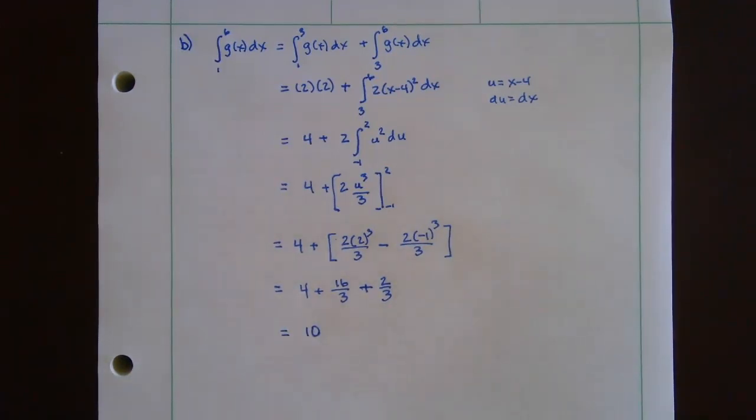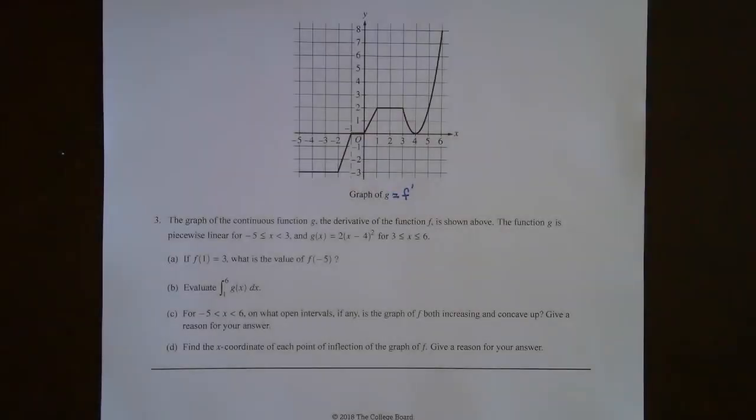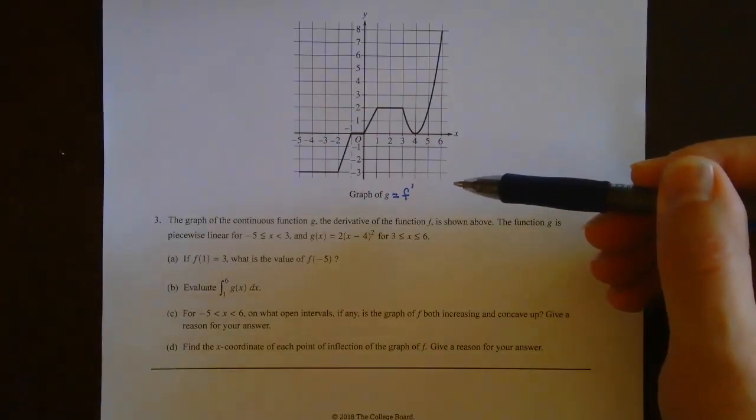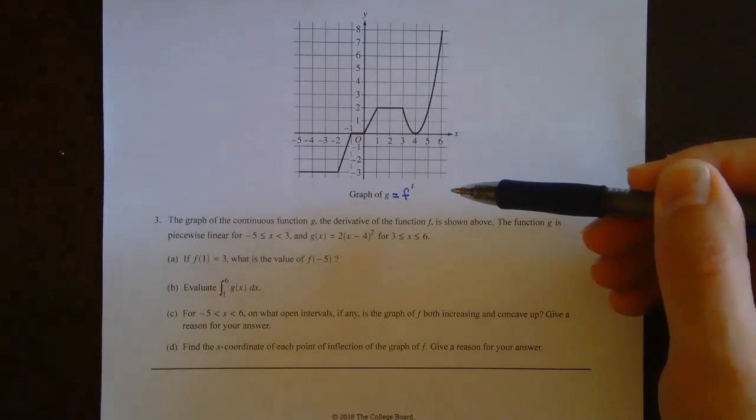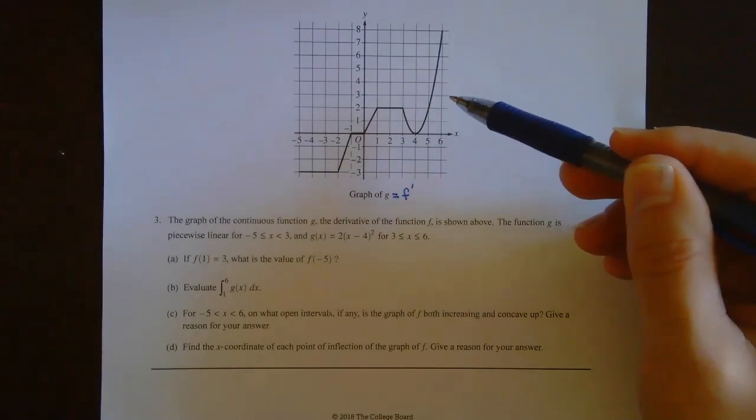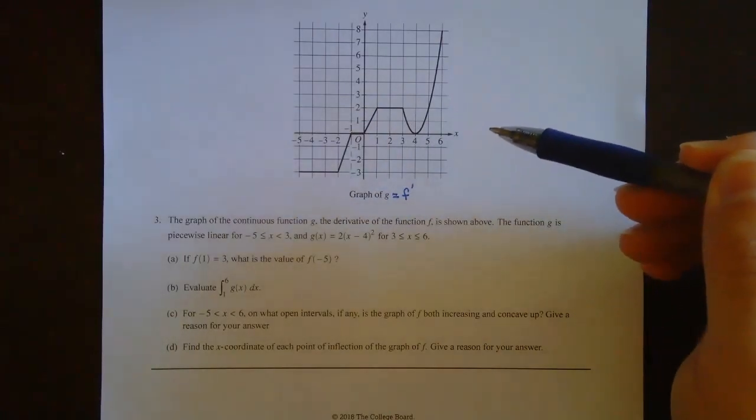So let's go on and do part C. They're asking you on the open interval -5 to 6, on what open intervals is the graph of f both increasing and concave up, and then we need to give a reason for this, okay? So let's figure out the increasing first. f is increasing where f prime is positive. Well, we're given the graph of g, which is f prime. So f prime would be positive wherever this graph is above the x-axis. So for those x values, f would have to be increasing, okay?